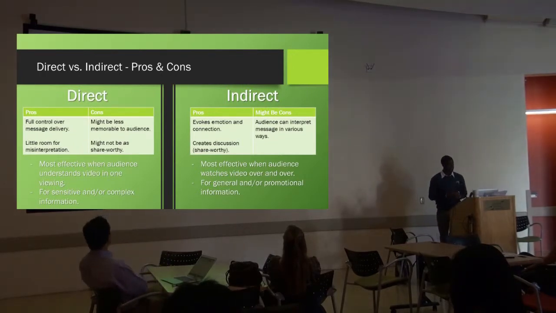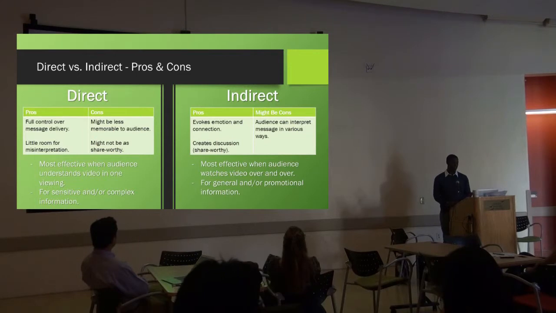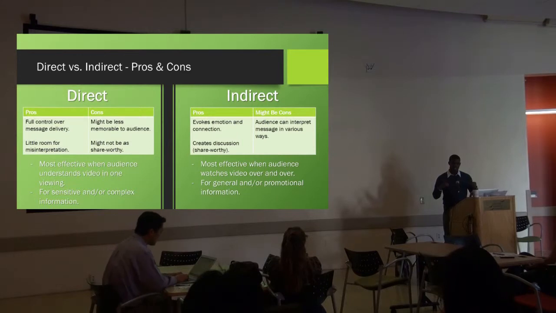So I kind of already touched on this, but when it comes to the pros and cons, the direct, you have full control over your message delivery, as I said. And then you have little room for misinterpretation, which pretty much complements that first pro. The cons, or it might be a con, is that it might be less memorable to the audience compared to the indirect approach. And when it comes to direct information, you really want to use that for more serious content, some content that is really sensitive, and you really need an approach that's not necessarily stern, but something that is really specific and people can understand effectively.